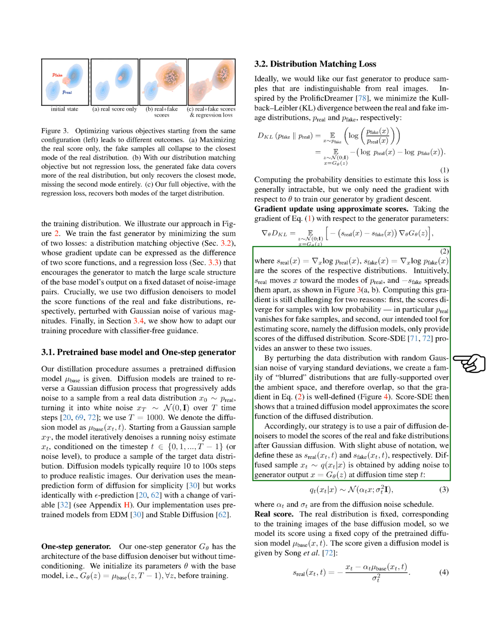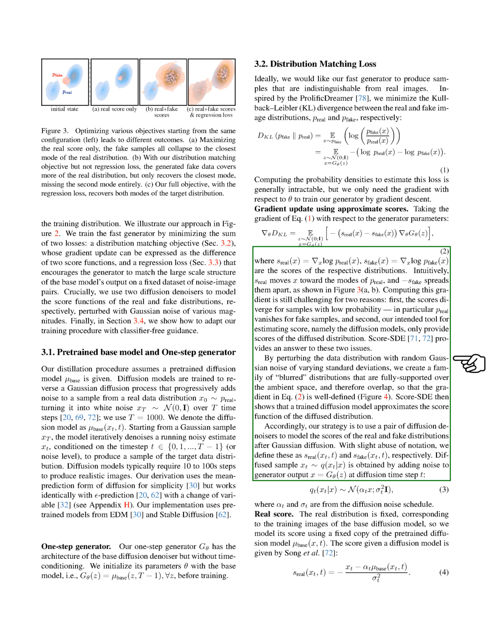To address these issues, we perturb the data distribution with random Gaussian noise of varying standard deviations, creating a family of blurred distributions that are fully supported over the ambient space, and therefore overlap, so that the gradient is well defined. We then show that a trained diffusion model approximates the score function of the diffused distribution.